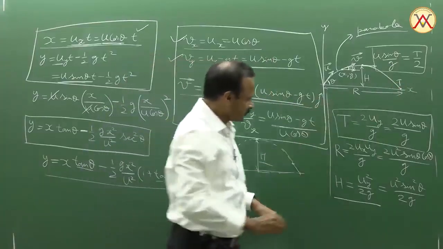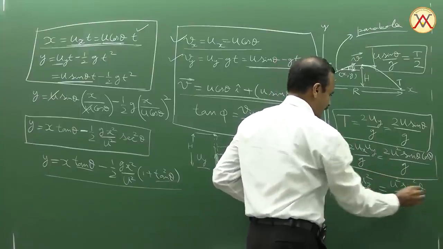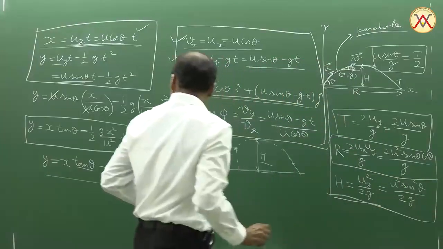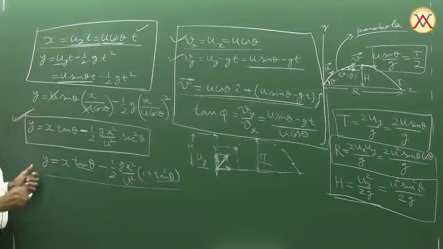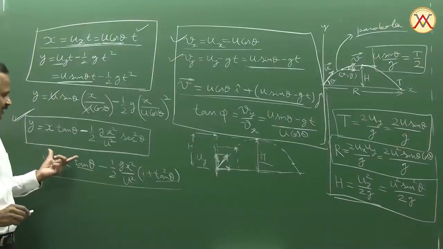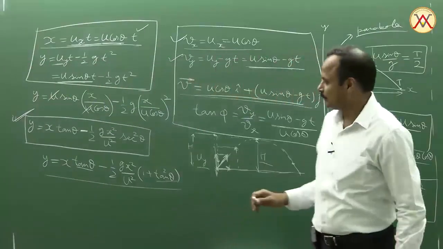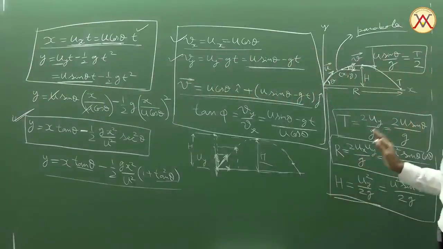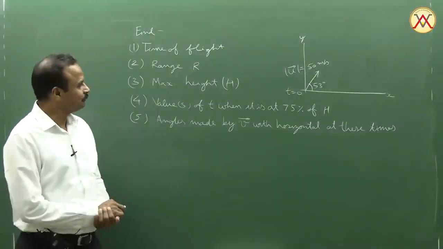And here are of course the three results of time of flight, range and the maximum height. And finally we have also derived the formula for the equation of trajectory of a projectile. So all the important results are here on the board. You can make a clear note of these results. Let's take this example here.